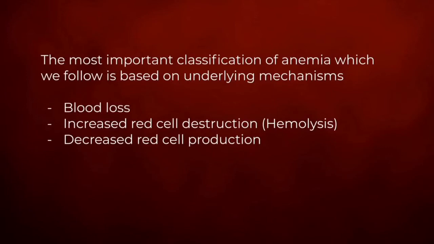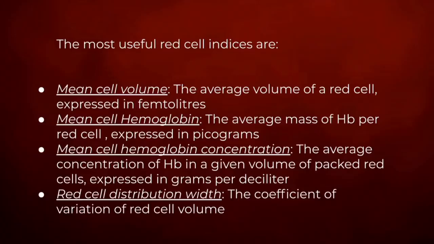About these classifications we will see in our further videos. So next are the most useful red cell indices. Those are mean cell volume, mean cell hemoglobin, mean cell hemoglobin concentration, and red cell distribution width. We all know that the word mean clearly defines the word average. So the average volume of a red cell is the mean cell volume, and that is expressed in femtoliters. Second is mean cell hemoglobin, the average mass of hemoglobin per red cell, expressed in picograms.